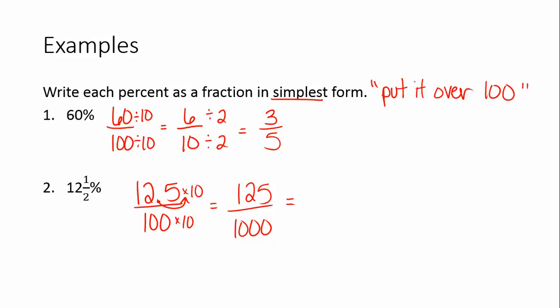25 goes into 125 5 times. 25 goes into 1,000 40 times. 5 and 40 are both divisible by 5. And so that's 1/8.